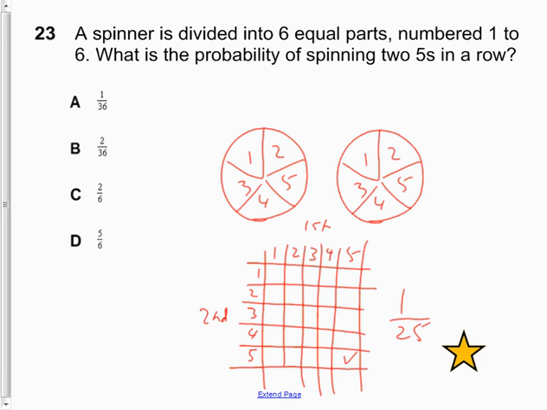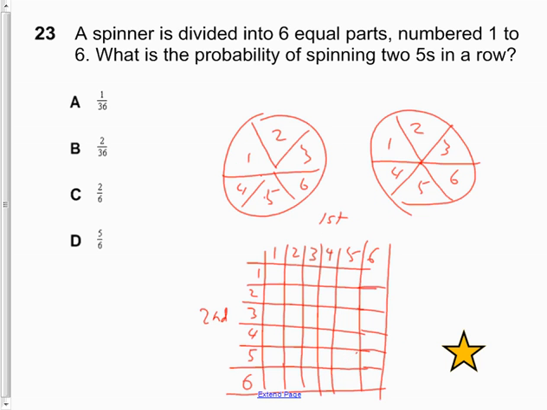Oh, 6 equal parts. Oops. Let me just change this for a second. Hang on. There, that's better. So if you have 2 spinners, each with 6 equal parts, that's no different than a 6-sided dice. So the probability of spinning a 5-5 is only 1 out of 36. So therefore your answer is A, 1 out of 36.